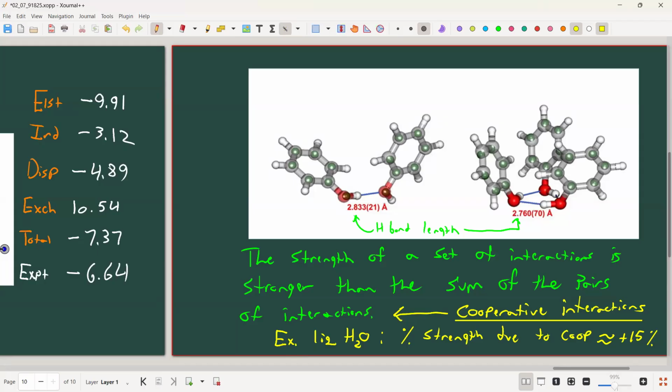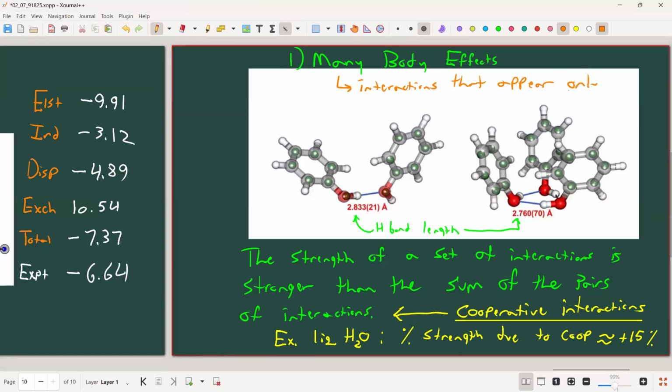So this is a very simple idea of what are called many-body effects, which are interactions that appear only in the presence of many objects. There are these collective things that appear that would not appear otherwise in pairs. Water works together as a team to strengthen itself.